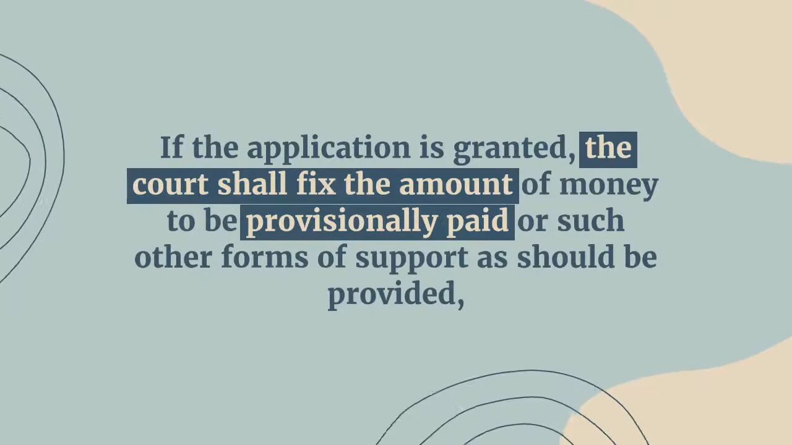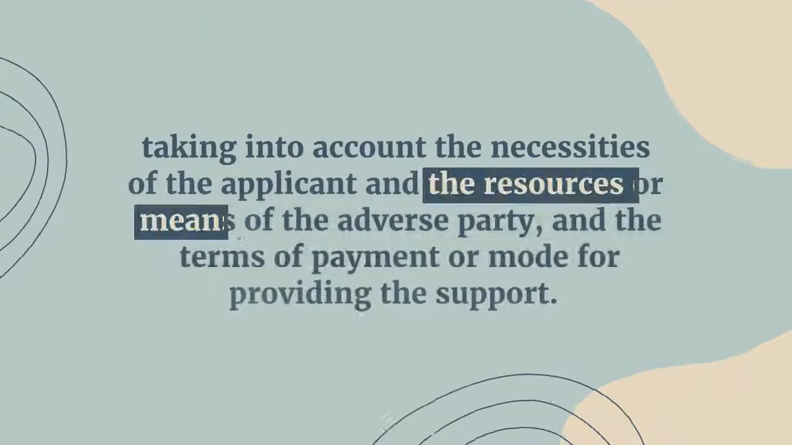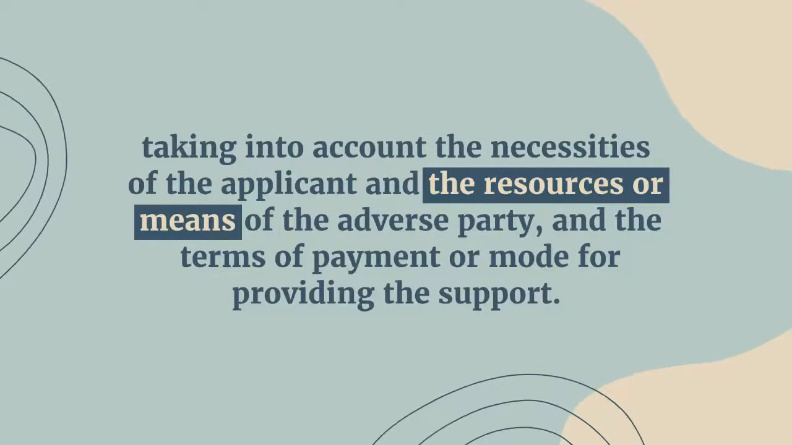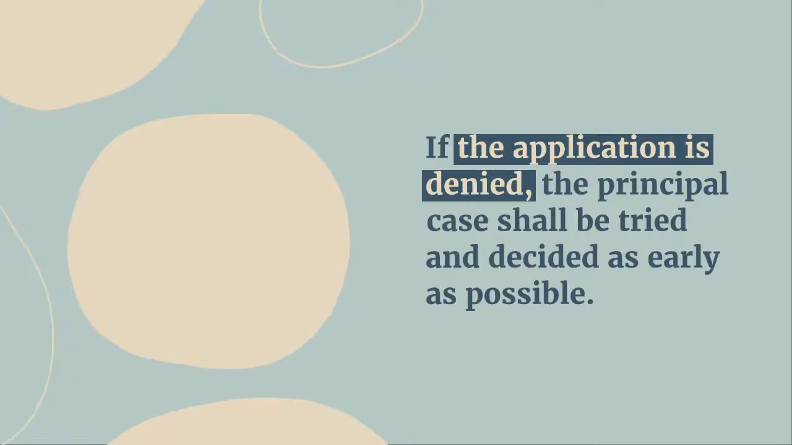If the application is granted, the court shall fix the amount of money to be provisionally paid or such other forms of support as should be provided, taking into account the necessities of the applicant and the resources or means of the adverse party, and the terms of payment or mode for providing the support. If the application is denied, the principal case shall be tried and decided as early as possible.